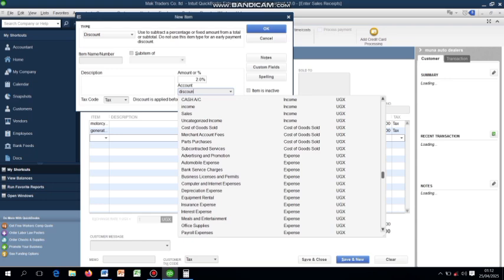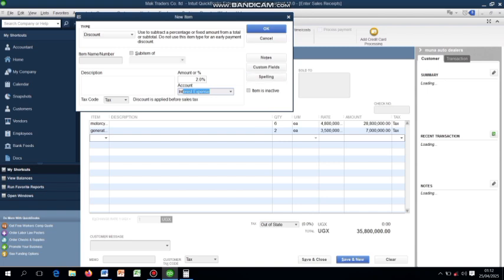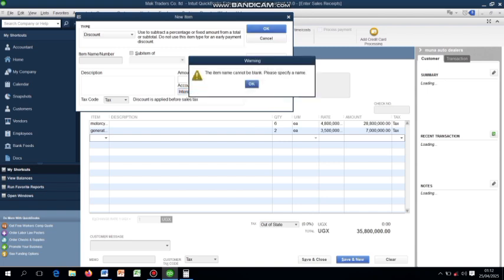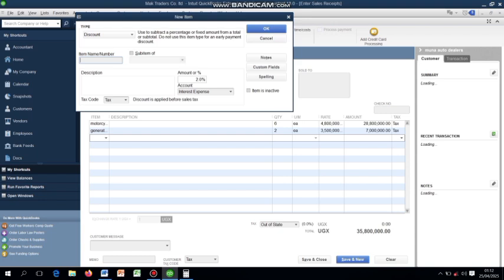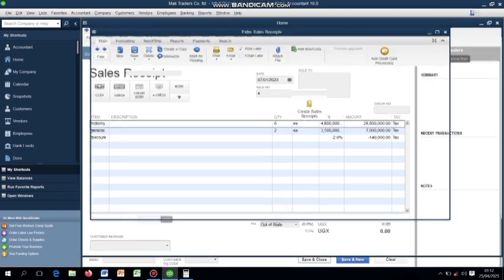With an expense, an interest expense. Yes, and I'll press OK. The item is discount. Press OK. Then I'll save and new. I'll save and close.